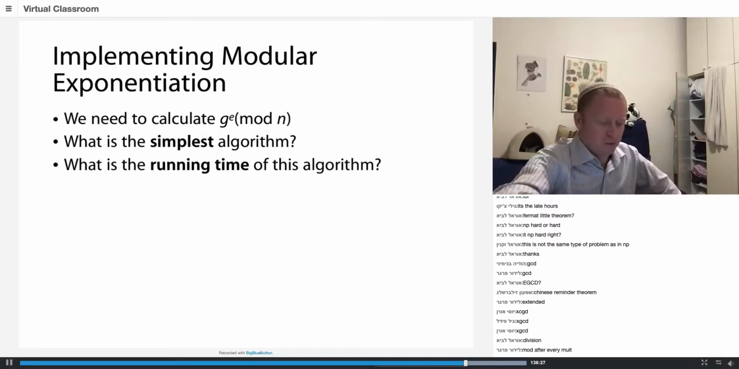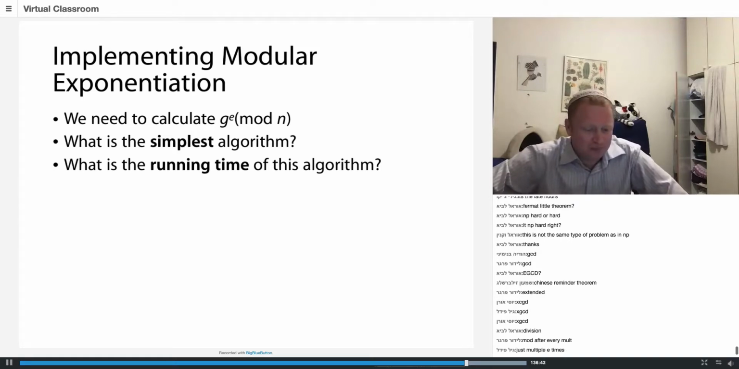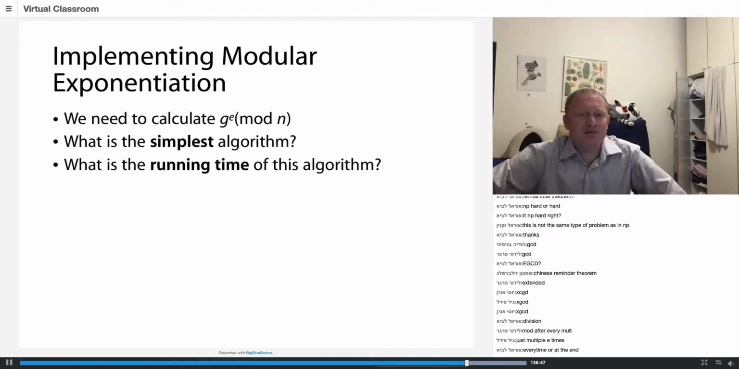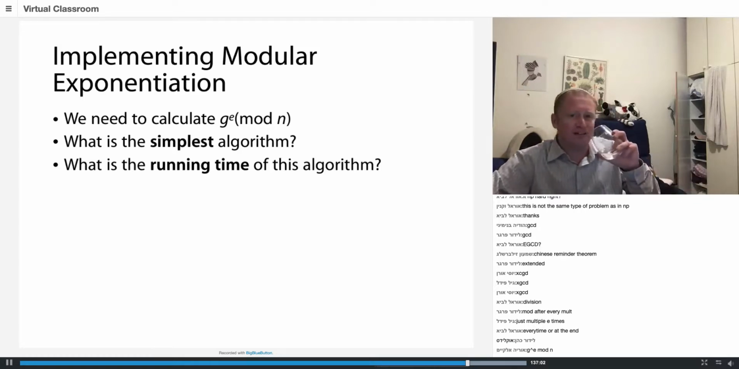The simplest or most naive way to do g to the power of e modulo n. So Lido is saying the naive thing to do is multiply g times g times g times g times g, e times, and then you can reduce it: you can do the modulo after you multiply or at the end.